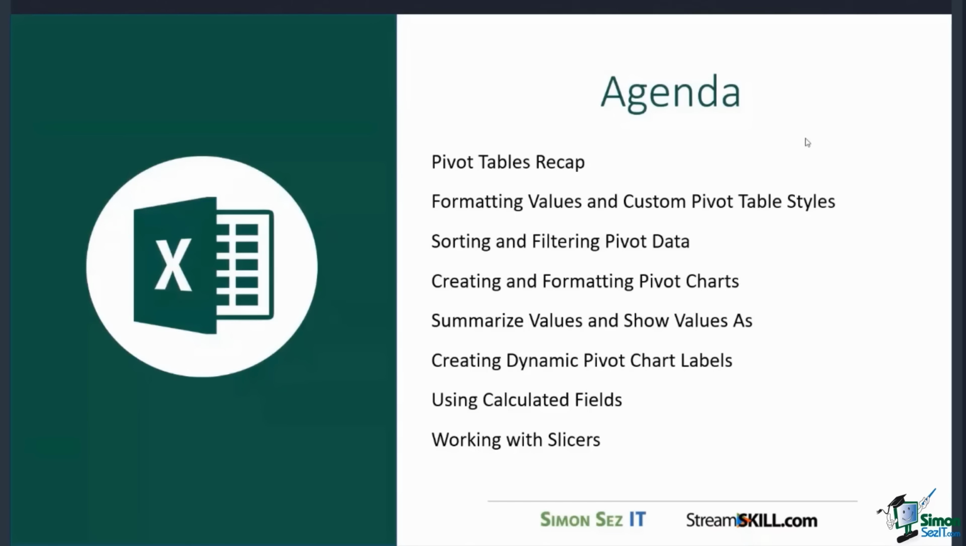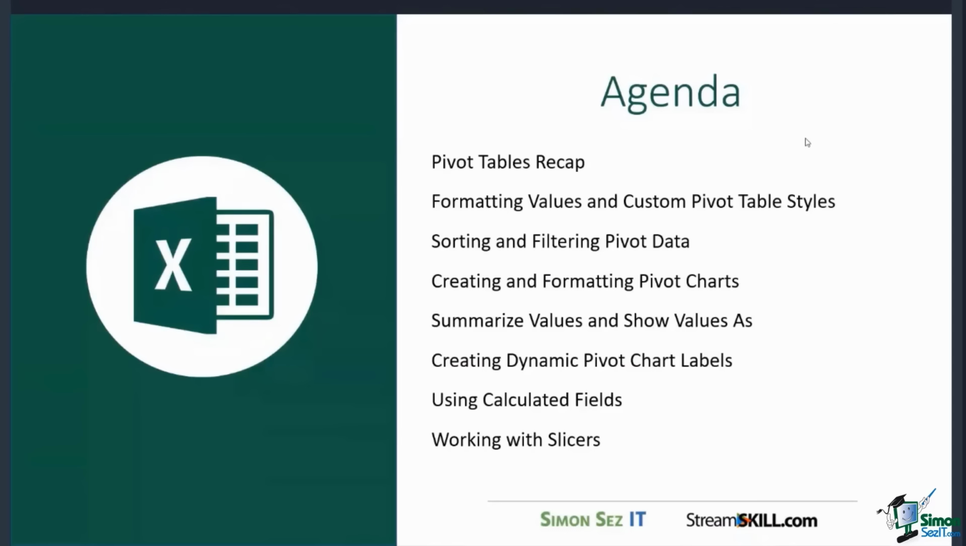And something that's quite fun that I thought I'd throw in because it does showcase quite a few different elements. It showcases slicers and also some of the newer functions, and that is creating dynamic pivot chart labels. I'm going to talk to you a little bit about using calculated fields, and we're also going to do some work with slicers. So that is our agenda. I'm going to try and get through as much of it as I can, and not waffle on too much, which I do have a tendency to do.